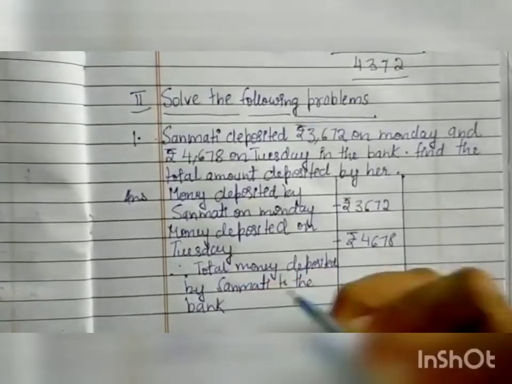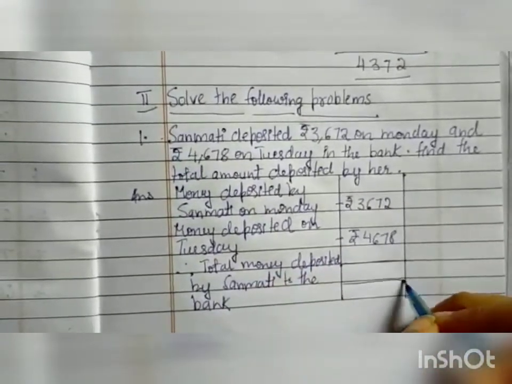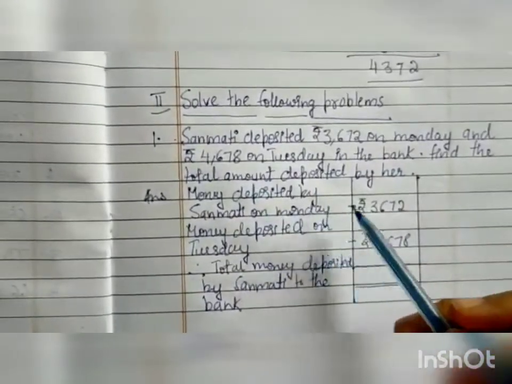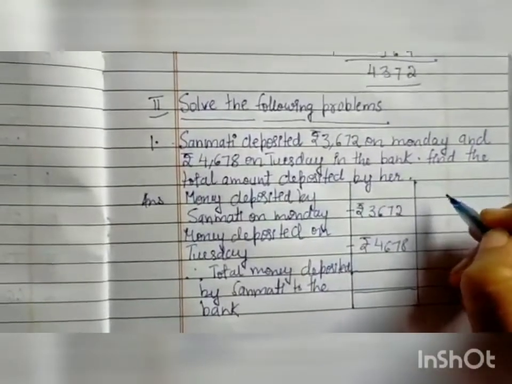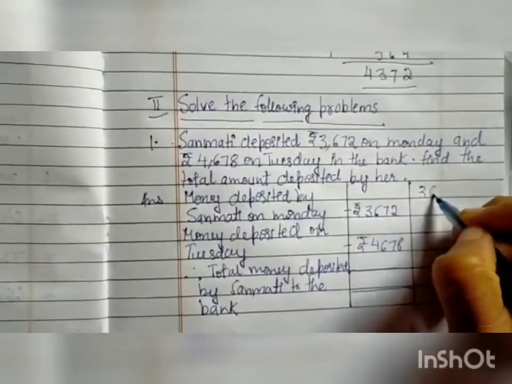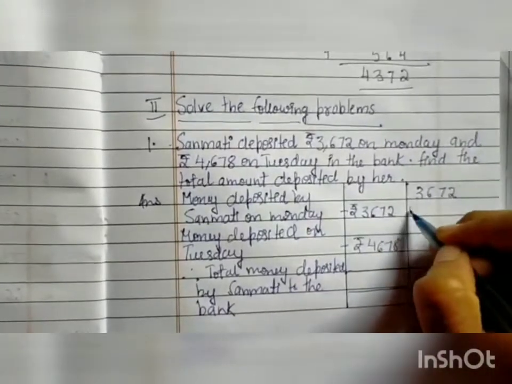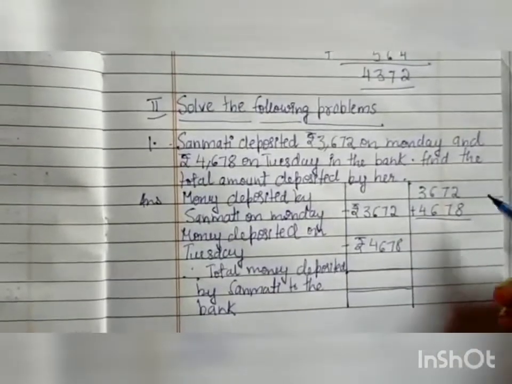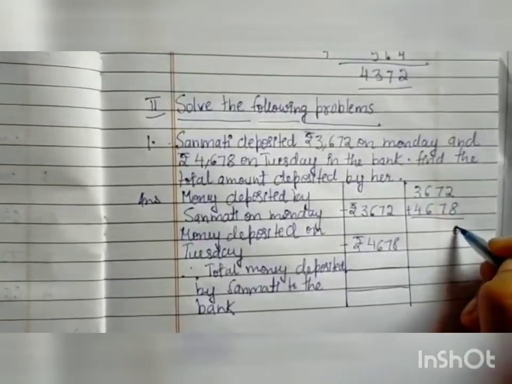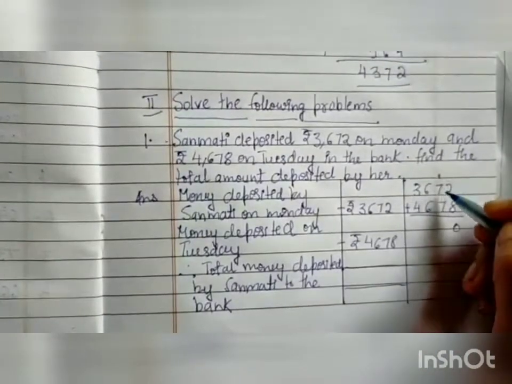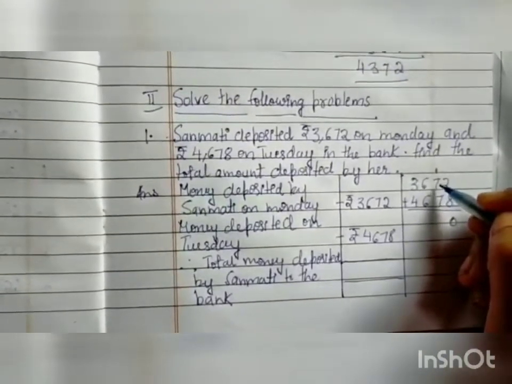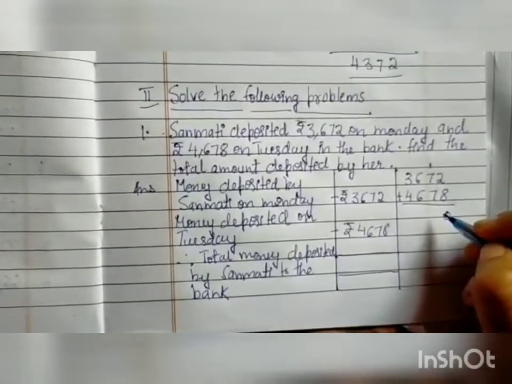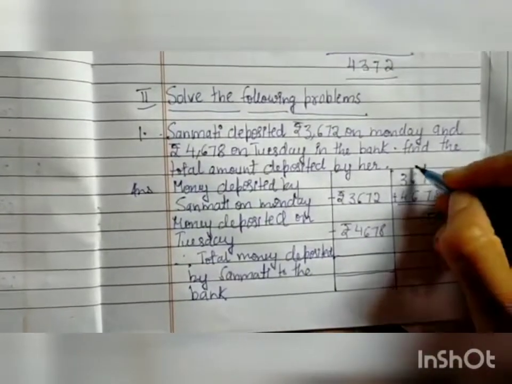So let's find out the total now. What we need to do here, they have given two numbers and we need to add the numbers so that we'll get the total amount. So let's add it here. 3,672 plus 4,678. We'll get the total now. 2 plus 8 is 10. So I'm writing 0 and 1 will be carried. 1 plus 7 is 8. 8 plus 7 will be 15. So 5 I'm writing here and 1 goes up.